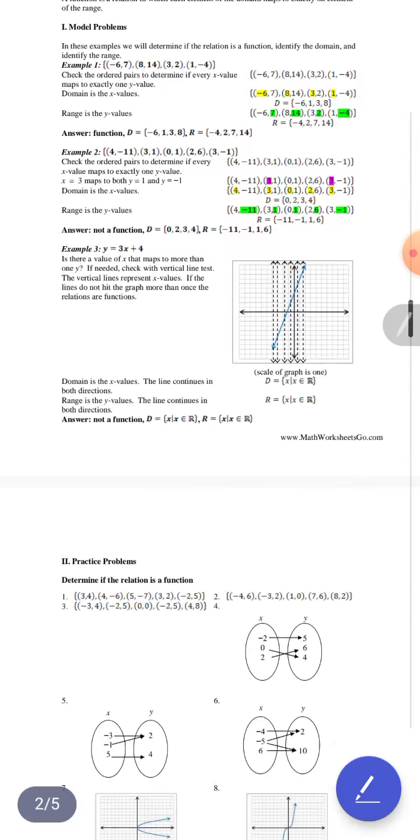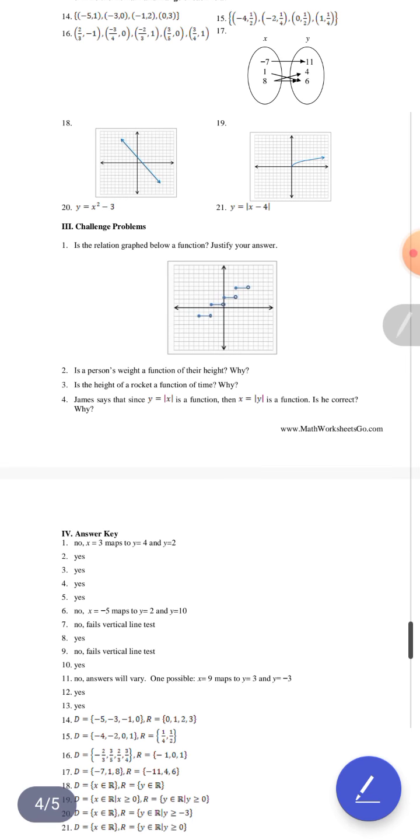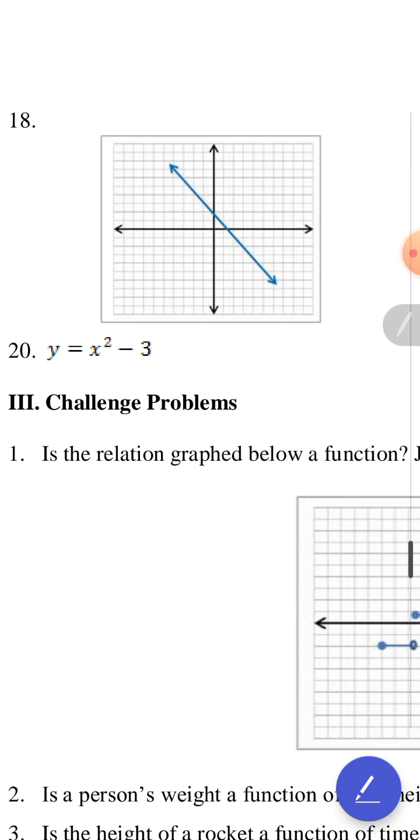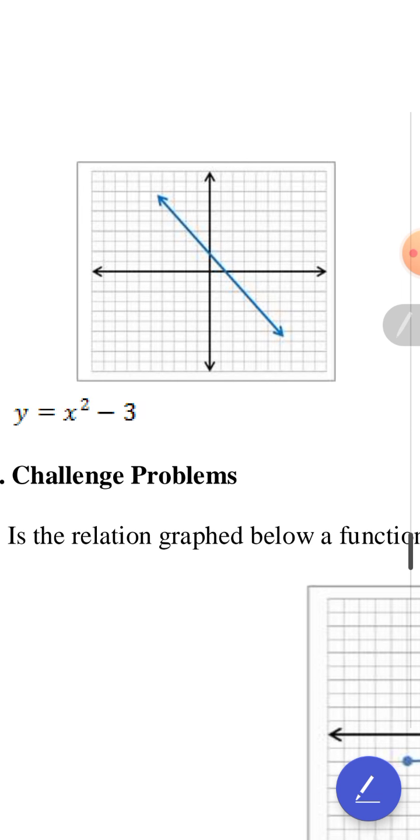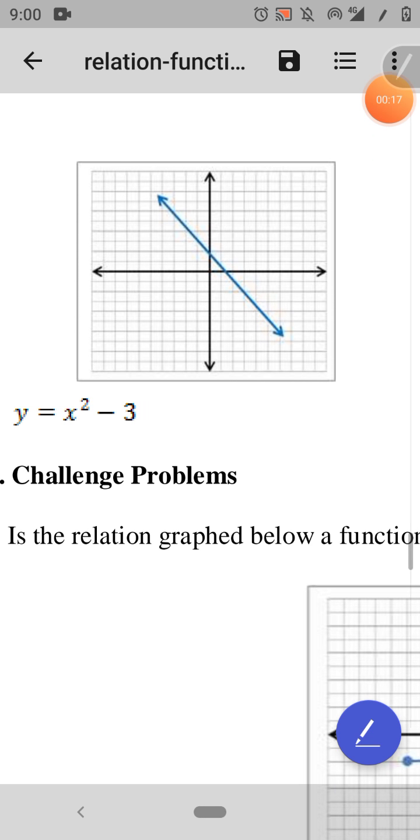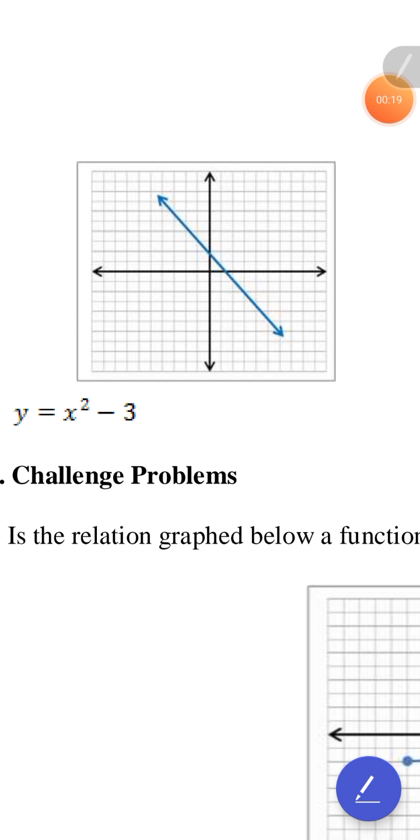Good morning, guys. So yesterday we talked about domain and range, and today I just want to start by going over some of the questions that gave you a hard time. I'm going to start with number 18. Number 18 was asking you to find the domain and range.